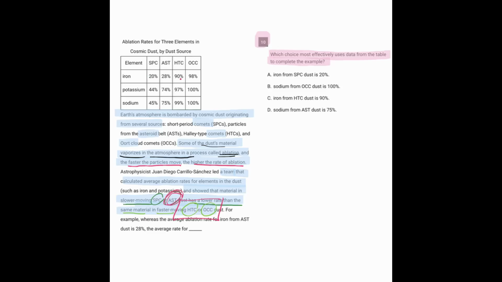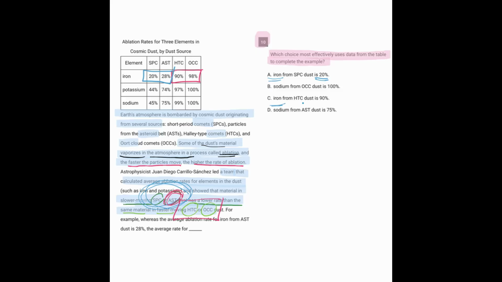So the two groups, HTC and OCC, are actually much higher numbers than the ablation in iron in the other two. So we're looking for the iron to be high. So this one has the word iron, but is giving us a low number. And it's talking about the blue ones. We want the red ones. So here they talked about the blue ones, and we're comparing them to the faster moving red ones.